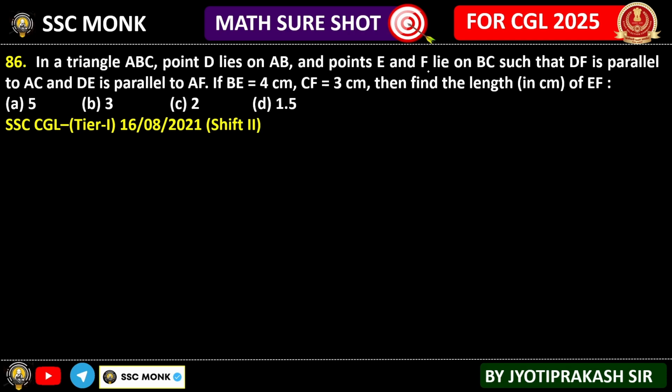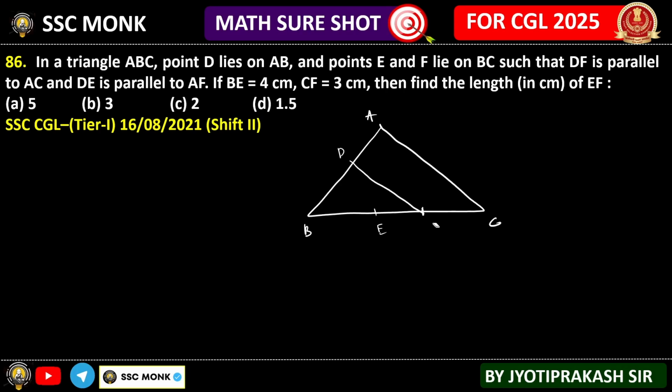Next, in a triangle ABC, point D lies on AB, and points E and F lie on BC such that DF is parallel to AC and DE is parallel to AF. So this is triangle ABC. Point D lies on AB, so this is, let's say, D. E and F lie on BC, so E here, F here, such that DF is parallel to AC. BE is equal to 4 centimeter. CF is equal to 3 centimeter. Then find the value of EF.